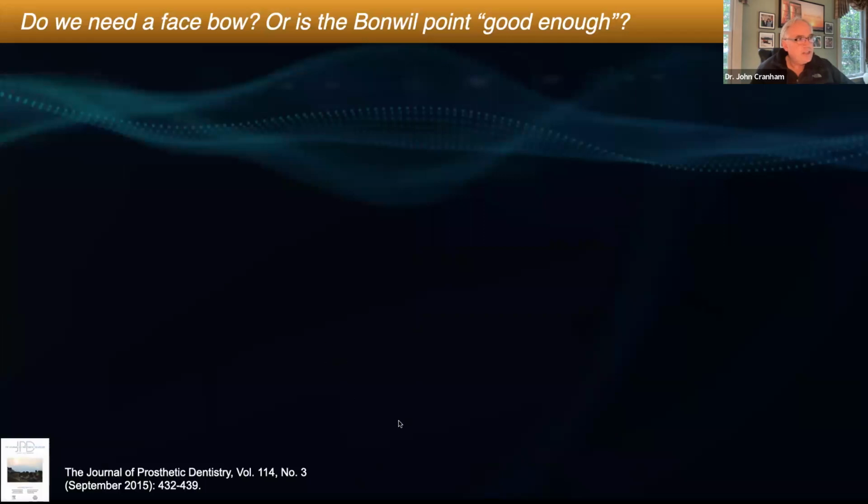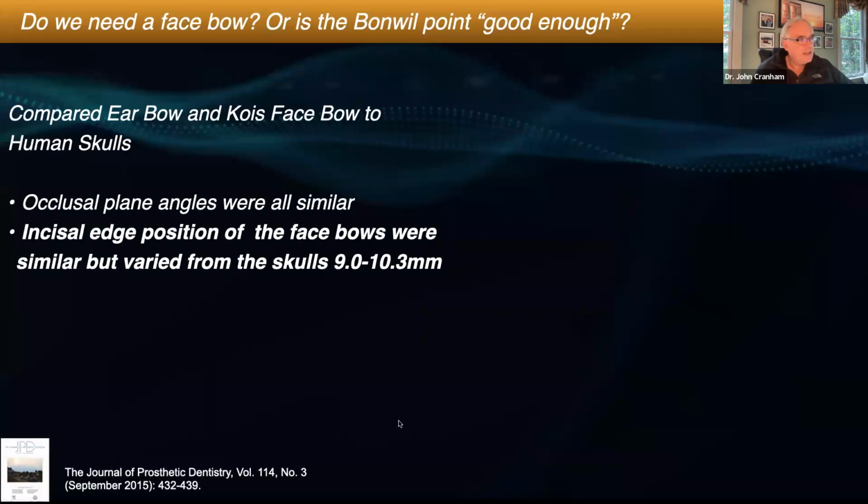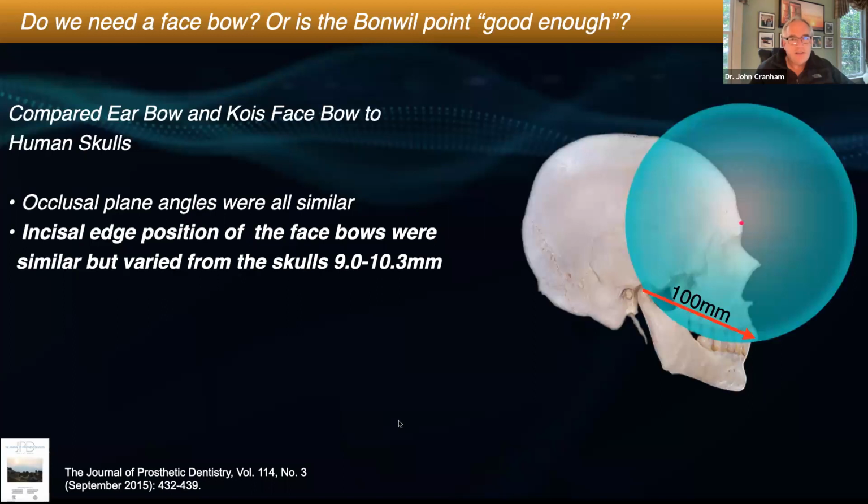So is this Bonwell point good enough? That's the big question. Again, this is the study from 2015. It basically said the occlusal plane angles are all similar, comparing ear bows to the Coyce face bow. The Coyce face bow is based on this Bonwell point. The size and ledge position of the face bows were similar, but varied from the skulls from 9 to 10.3 millimeters.